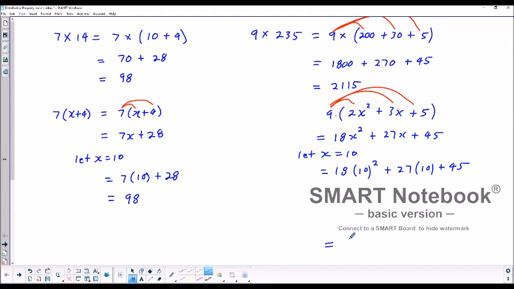So we got 1800 plus 270 plus 45. And then we add all that together, and if I was correct the first time, we'll say that's 2,115. Okay, so that's the basics of the distributive property.